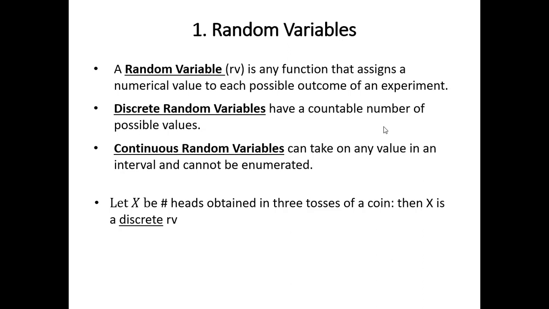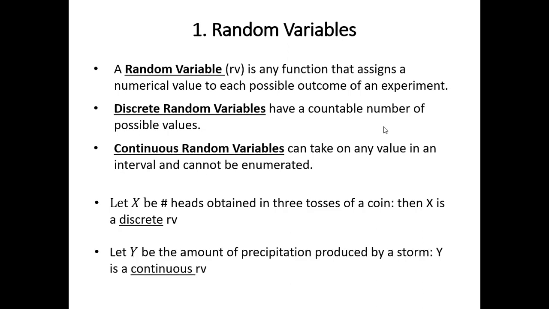So one example is, let's let x be the number of heads obtained in 3 tosses of a fair coin. Then x is an example of a discrete random variable. We could let y be the amount of precipitation produced by a storm. Okay, so y is this type of measurement. Y is an example of a continuous random variable.